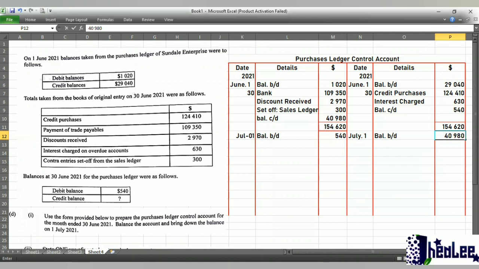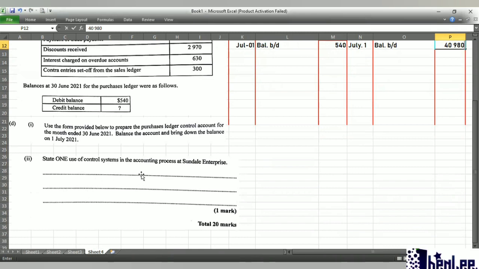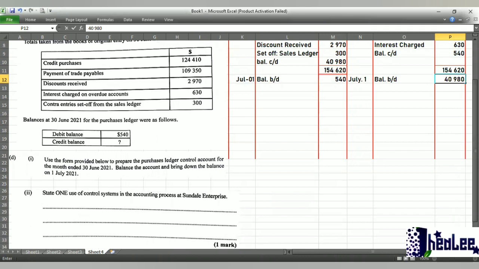$40,980. And the final part to this question is that you're to state one use of control systems in the accounting process at Sundale Enterprise. Now, basically what it's asking, why does a business prepare or do control system? Why is it that they use control system? And basically to ensure that accounting records are accurate and reliable. You could use to check the arithmetical accuracy of the ledgers. You could use to detect and reduce the chances of fraud, and there are others.